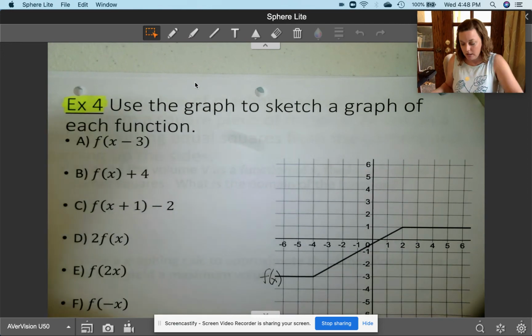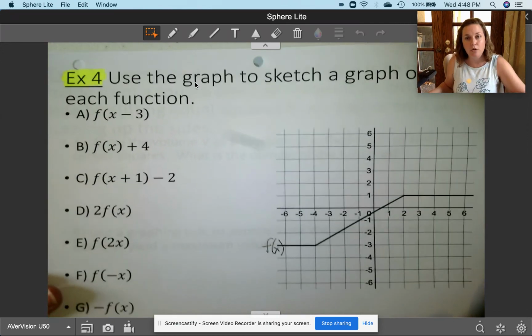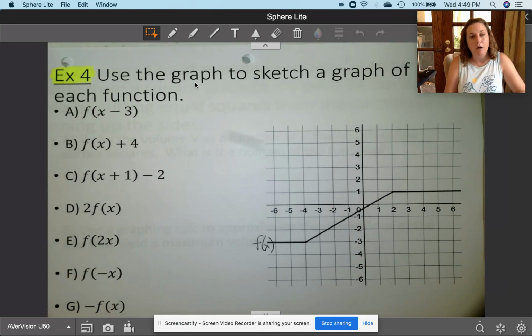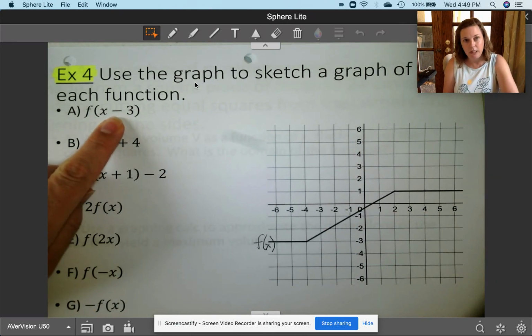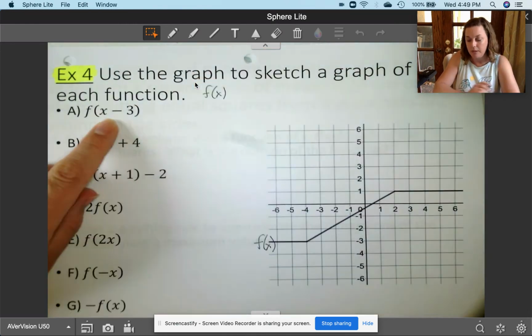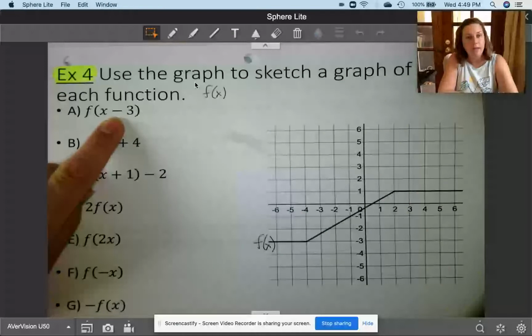And we have these simple transformations. These are all transformations that we did last year in pre-cal. Hopefully you remember them. We're going to just refresh our memory so that when you see these kinds of transformations, you remember what they do. So here's the first one. We had the function f of x, but they've changed something. Now there's an x minus 3 inside this function. So what happens?